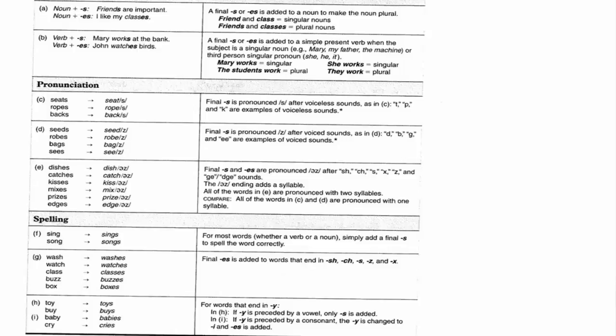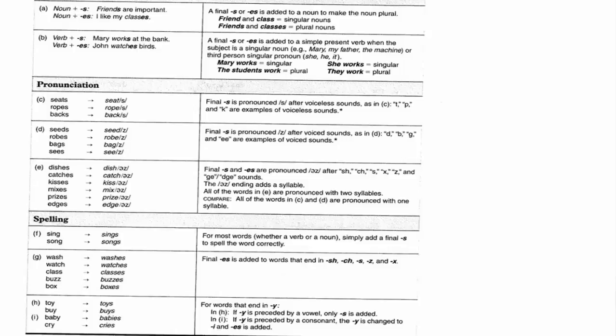So on page 85, I'm at pronunciation. And C, if we look at the set of words in C, these are words that have the final S sound. The words in this group are voiceless, and those words have ending sounds of T, P, and K. Those are voiceless sounds. And so the words in example C are seats, ropes, backs, and you should hear the S sound on the end.